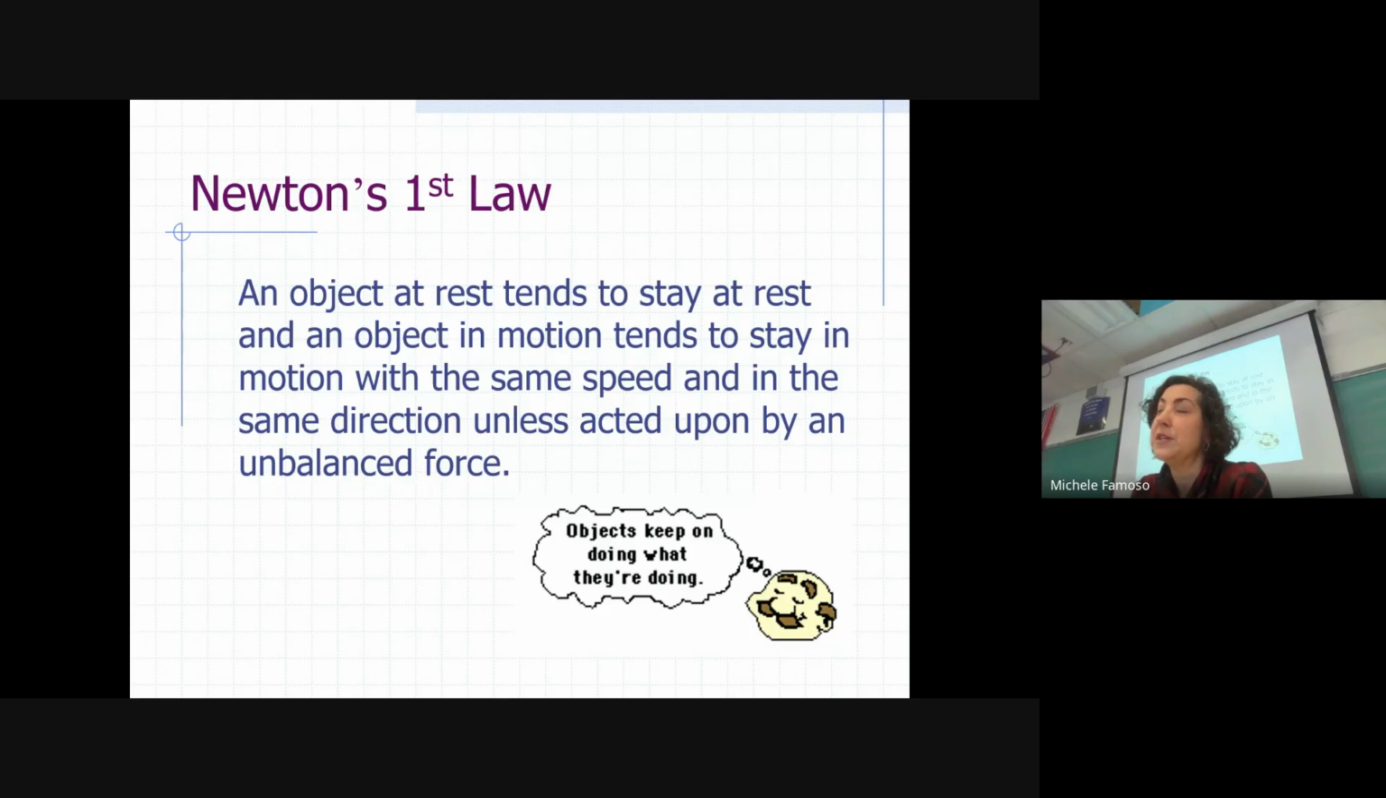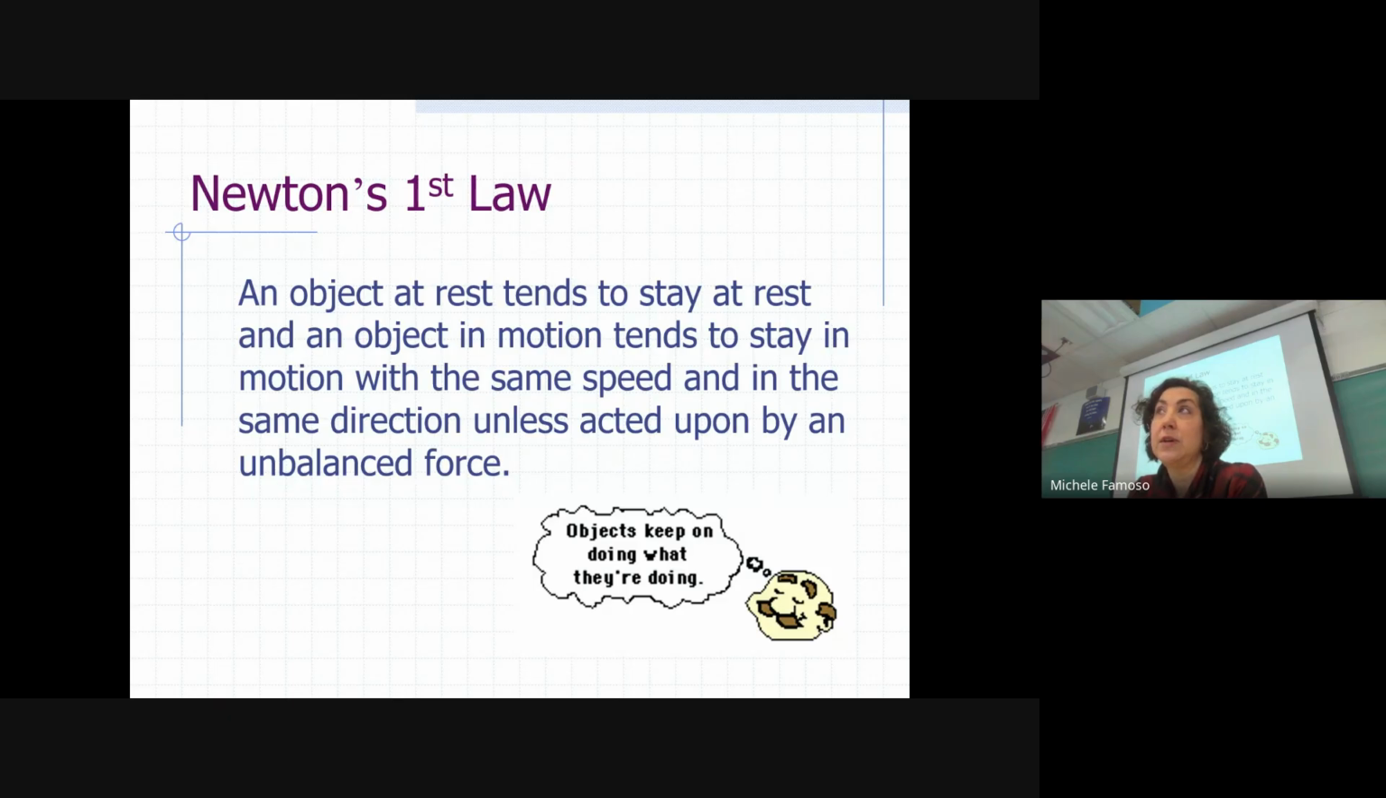So the middle school piece of this is an object at rest tends to stay at rest. An object that's moving keeps moving. That's what you learned in middle school. Now you have to go beyond that to explain what this means. Remember, what we're doing now is we're trying to explain why objects are moving the way they are.